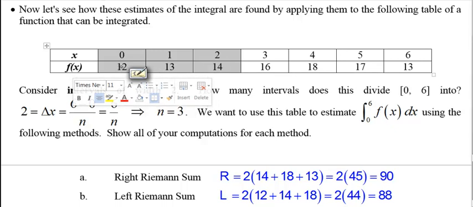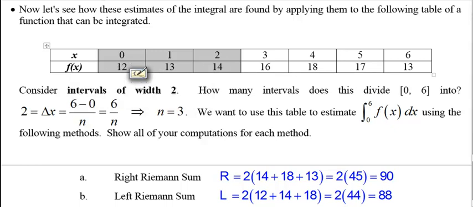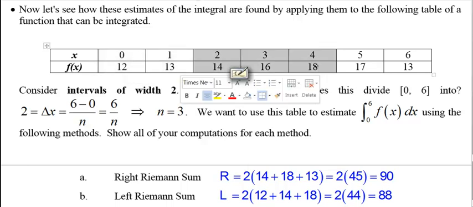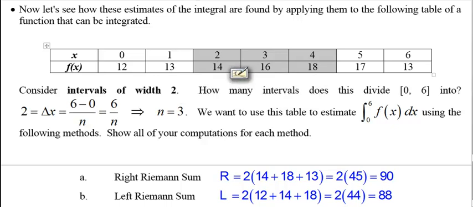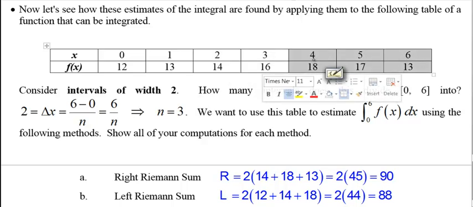Well, we choose the one at the left end, which is 12. Then for the next interval, which goes from 2 to 4, we go to the left end, which is 14 for the height. And the last interval includes these 3 points. We go to the left end of that, and that's 18. We add that up as 44, and we multiply by the common width, which was 2 every time: 0 to 2 is 2, 2 to 4 is 2, 4 to 6 is 2. And that gives us an estimate of 88.